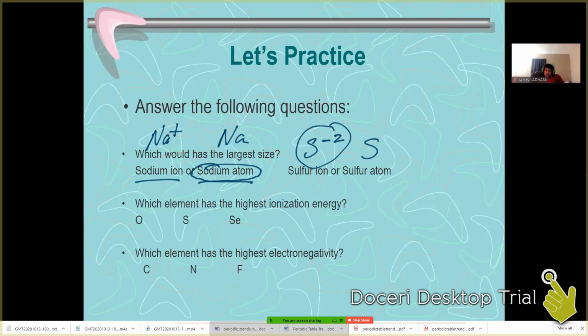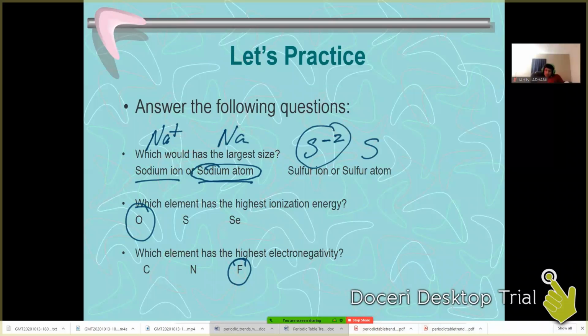Which element has the highest ionization energy? Anybody have a guess for that one? That one would be oxygen. And then which element has the highest electronegativity? That one should be easy because we said already that fluorine is the very highest of all.